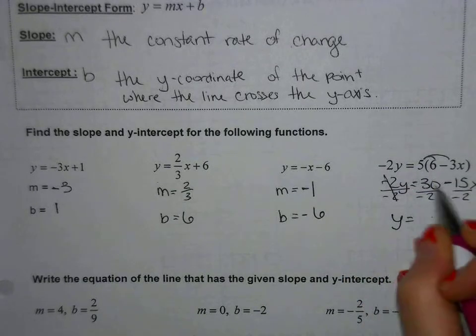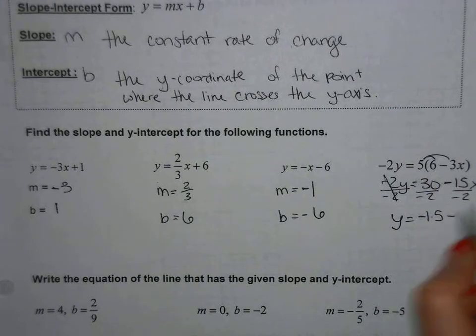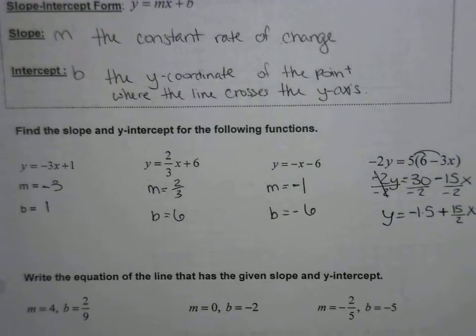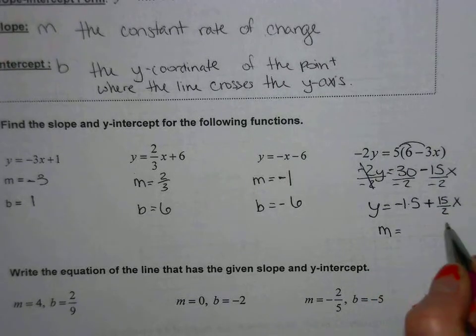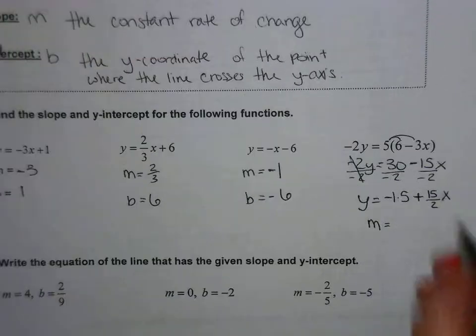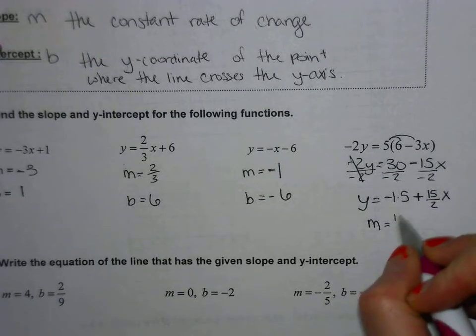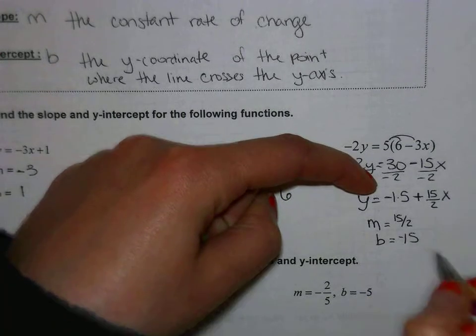So y equals 30 divided by a negative 2 is a negative 15, minus negative 15 divided by negative 2 is actually a positive. We want to keep it as a fraction and it's in reduced form, so positive 15 over 2. So now to find our slope, remember it is our m, which is connected to our x. We're being multiplied by x, so it means our slope is 15 divided by 2. And our y-intercept is our negative 15.